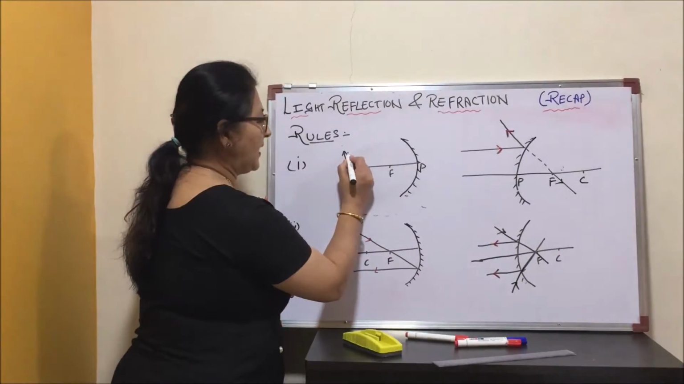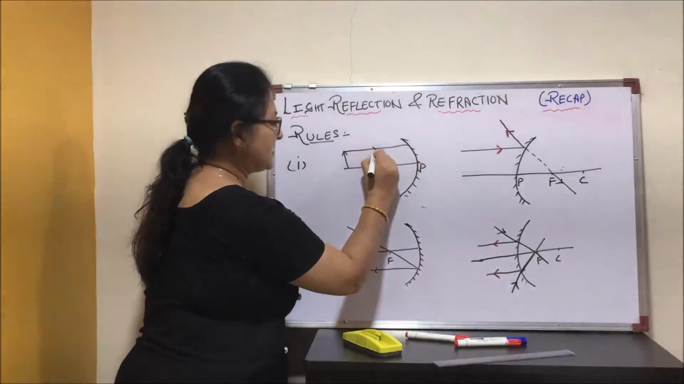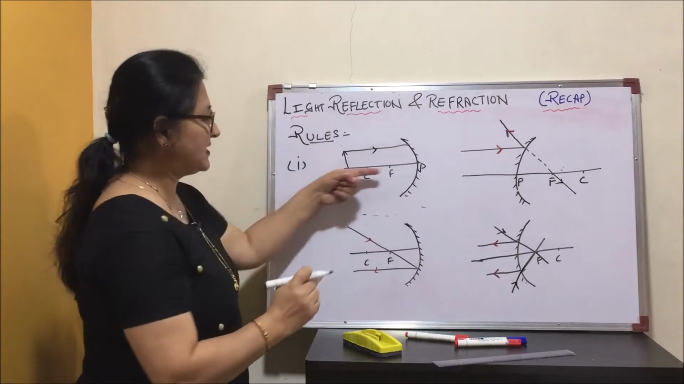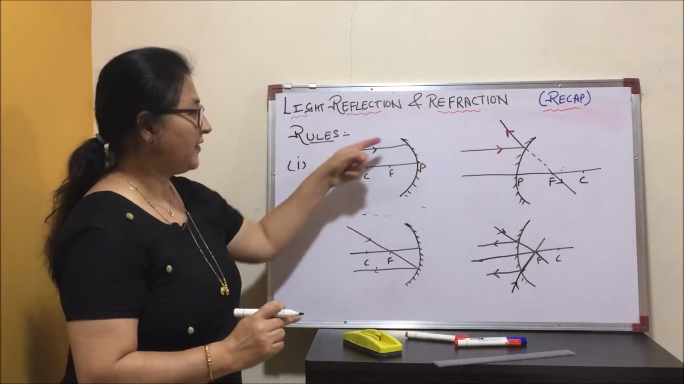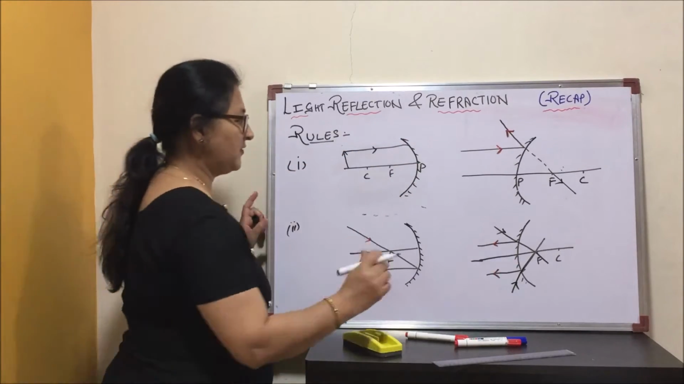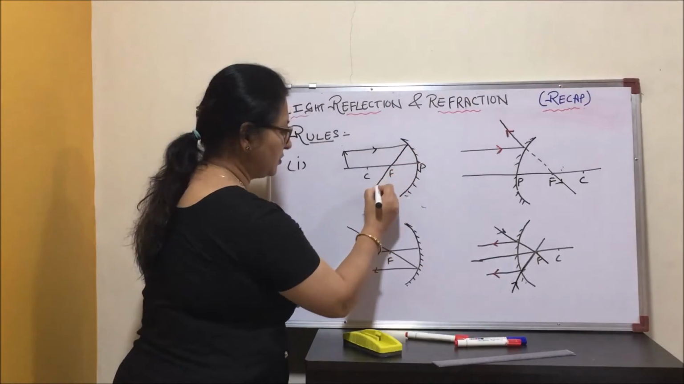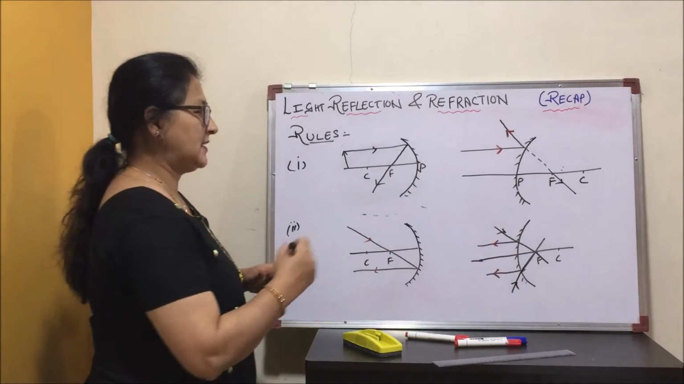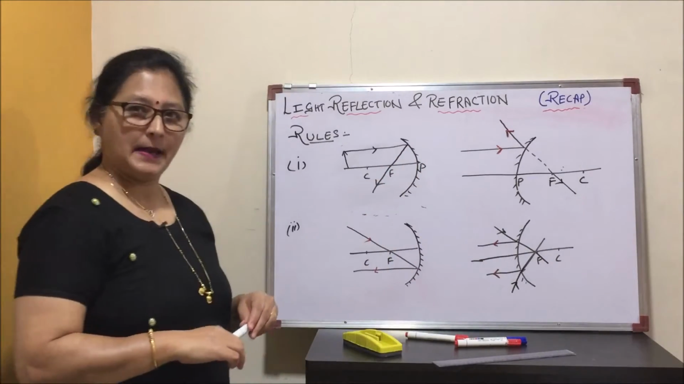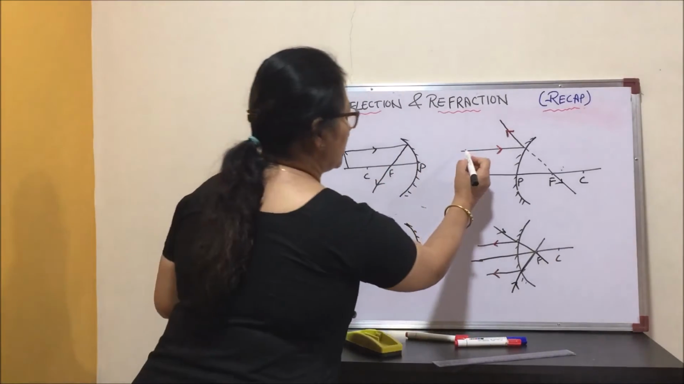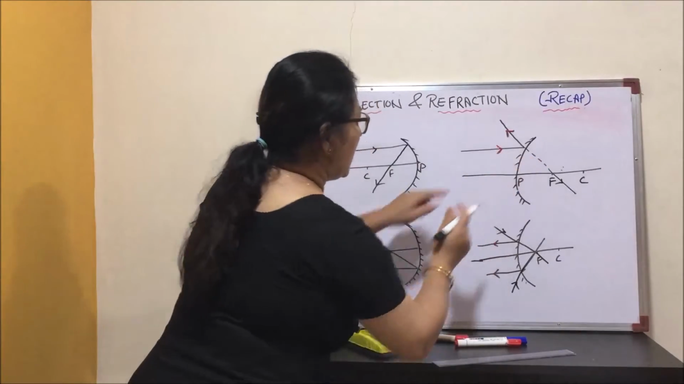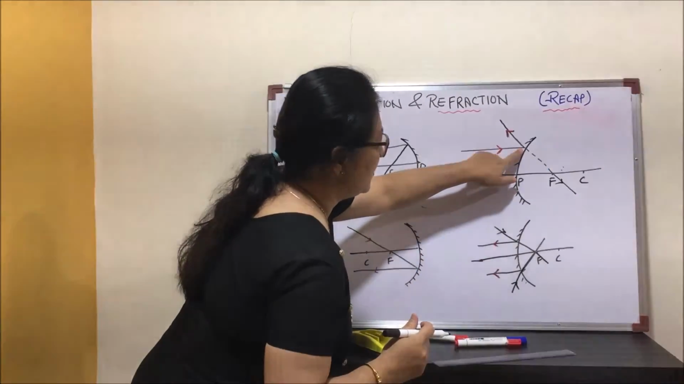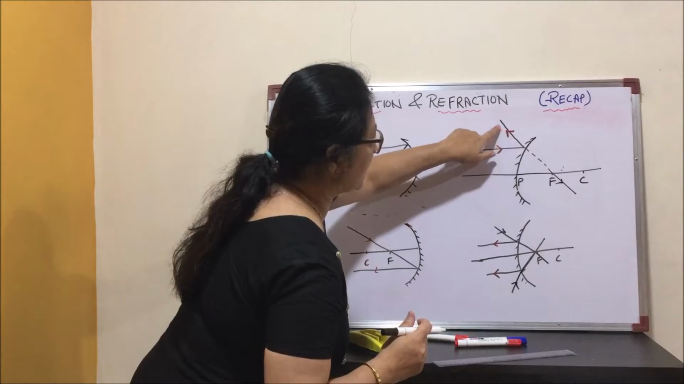So this is my incident ray and it is parallel to the principal axis. After reflecting back, it passes through the focus. This is my first rule. The same applies in the case of a convex mirror, right? This is the incident ray. After reflecting back, this ray is reflected.